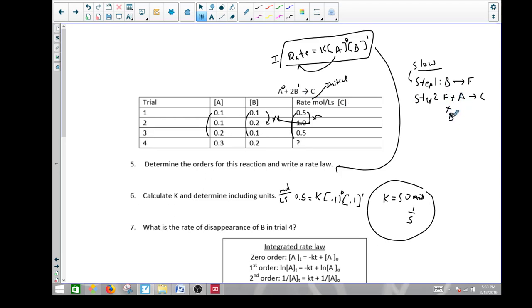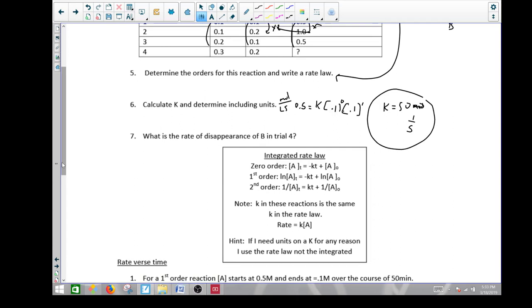Either way, B plus A plus F. You could make it a third step and get a B in there if you want. But anyways, it's beyond the slow step. So this B is not counting towards the reaction rate, and neither is the A. All right.